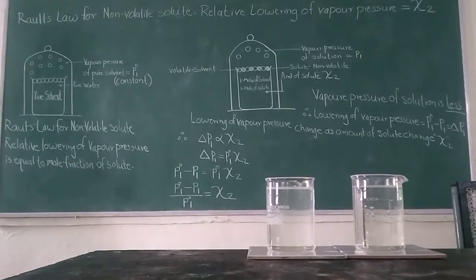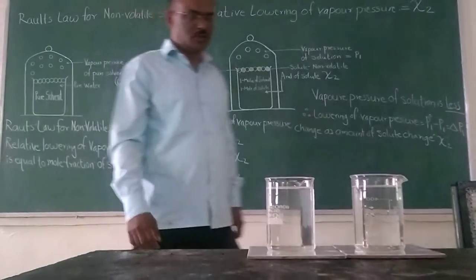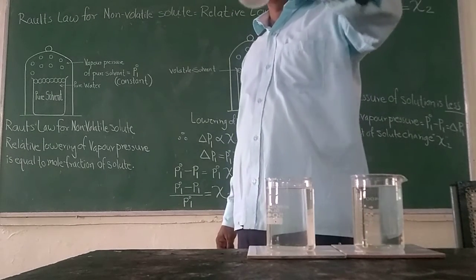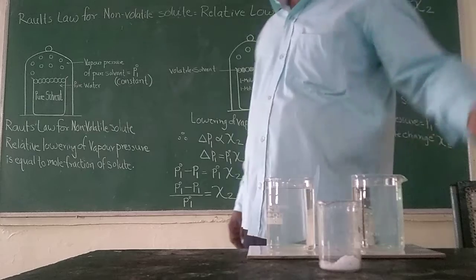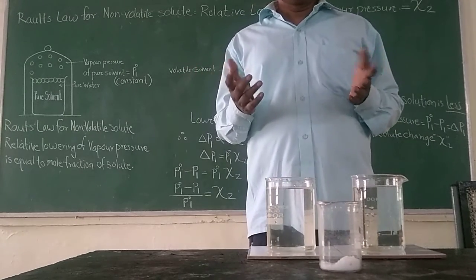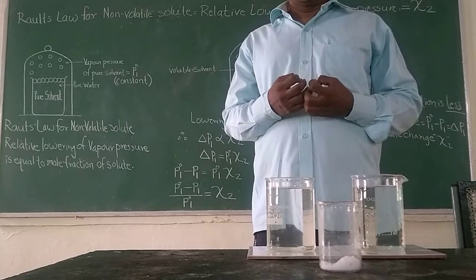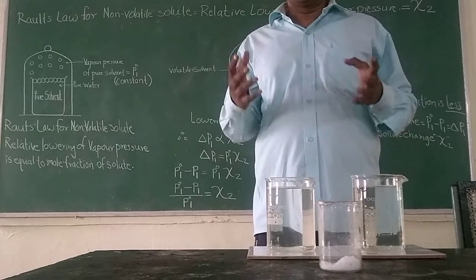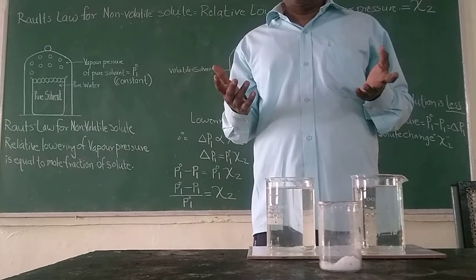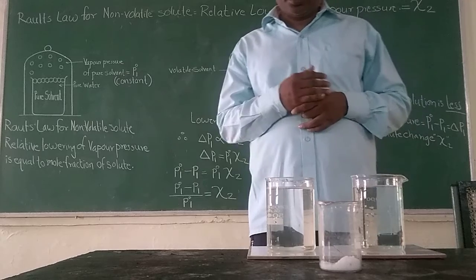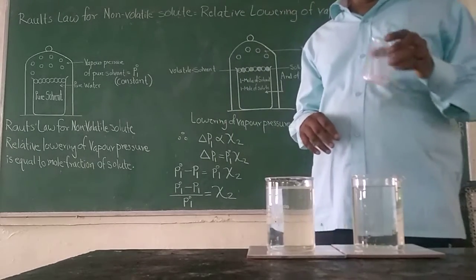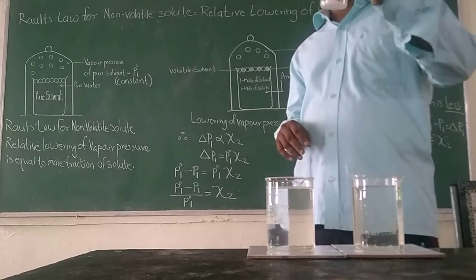Non-volatile solute, you can see what is meant by a non-volatile solute. So I am having the salt. Here I have taken the salt in a beaker, and in this beaker the salt cannot get evaporated or change into the vapor state because it is solid and it does not have the freedom to move into the vapor state. So it will remain in the solid state. It does not go into the vapor state. Therefore we can say that it is a non-volatile solute.